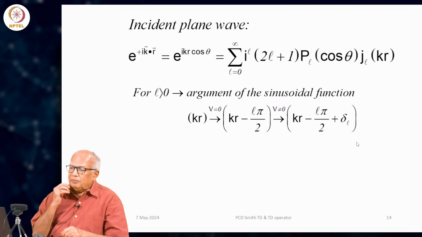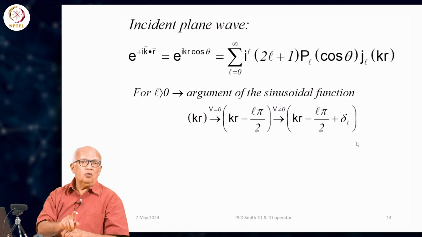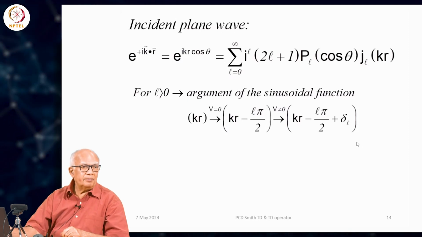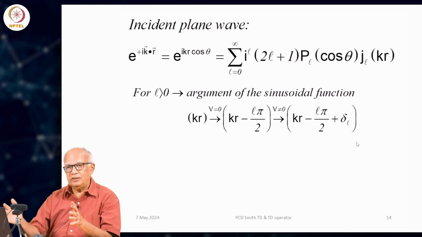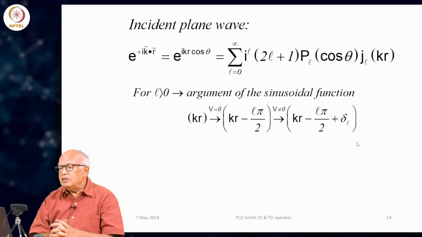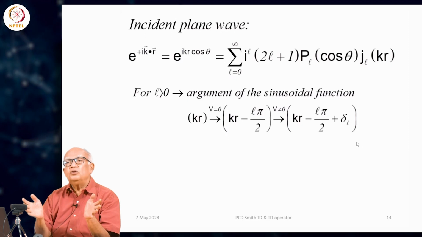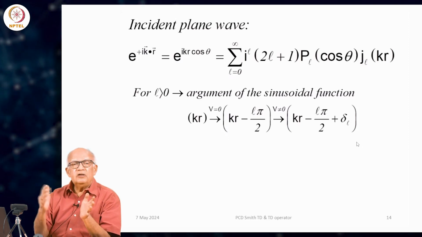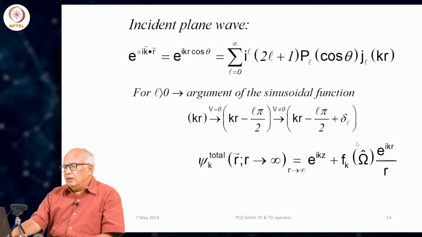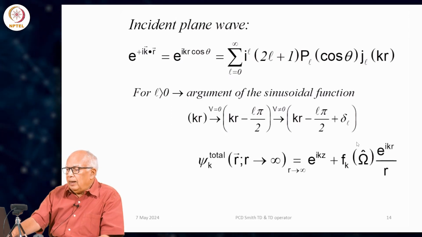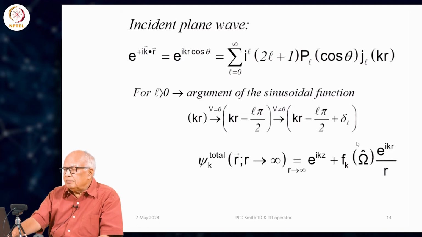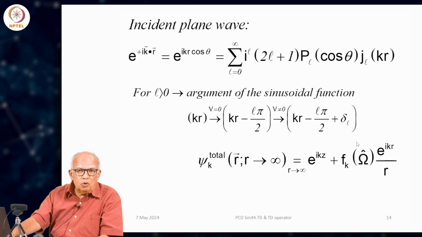And then if the potential is not 0, there is a further change in the angle which is due to the target. That is the scattering phase shift in the argument of the sinusoidal function. The form of the solution remains the same, but there is a phase shift, which is the scattering phase shift. And I refer to this as the phenomenological solution.